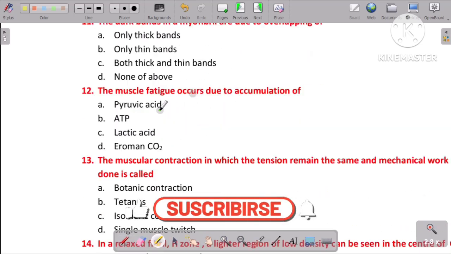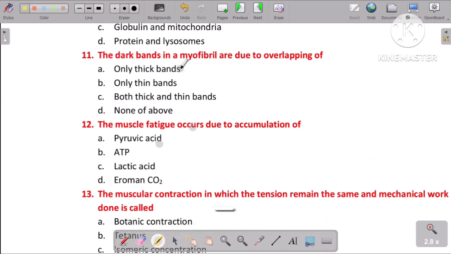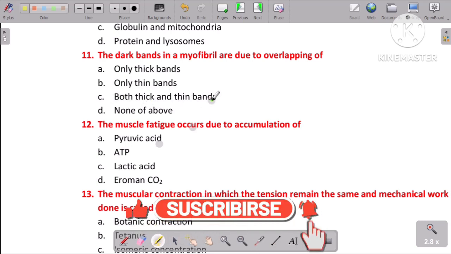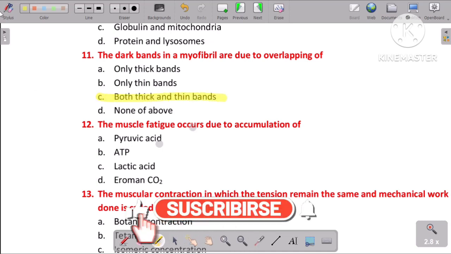So the next question is dark band in myofibril are due to overlapping of only thick bands, both thick and thin bands, none of these. So beta, the right answer is option C, both thick and thin filaments.